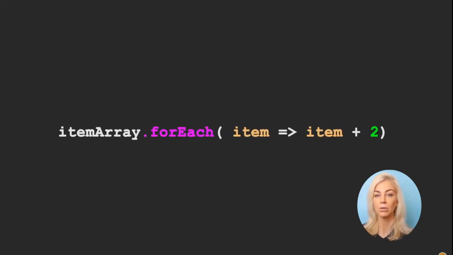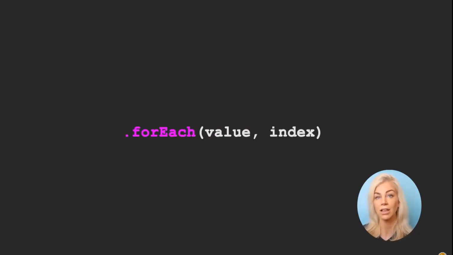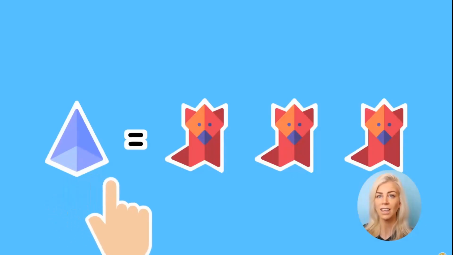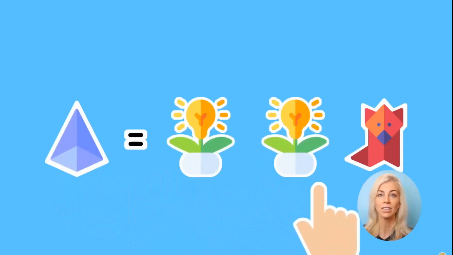The forEach method calls a provided callback function once for each element in an array in ascending order. The callback is invoked with 3 arguments: the value of the element, the index of the element, and the array object being traversed. Or in layman's terms, we're going to get an array with a bunch of values and apply logic to each one.